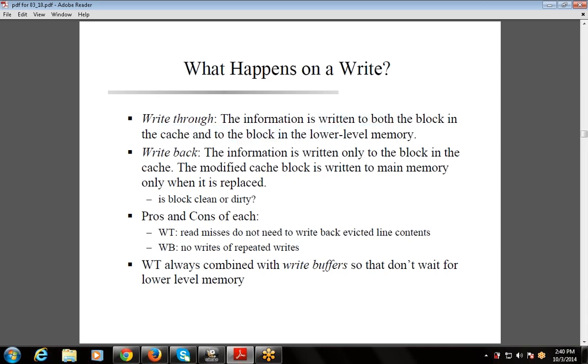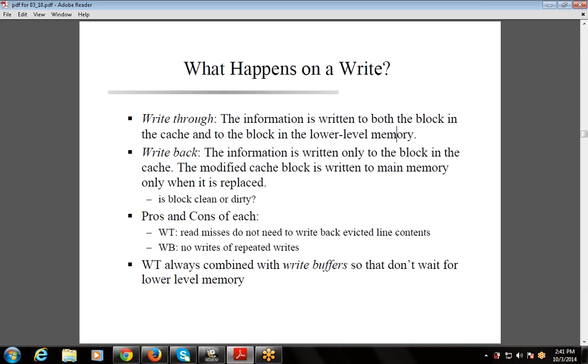cache and the block in the lower level memory. That is, at the same time, the data is written to the cache memory as well as to the main memory. Then next is your write back. The information is only written to the cache memory, but not to the main memory. The modified cache block is written to the main memory only when it is replaced. These are the two concepts: write through and write back.